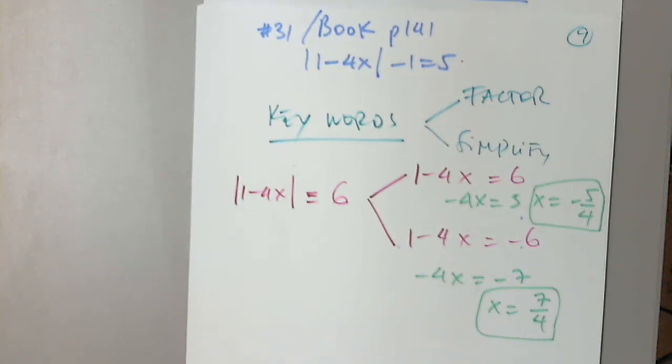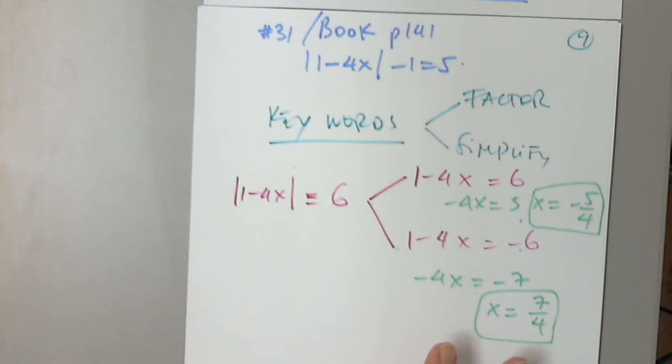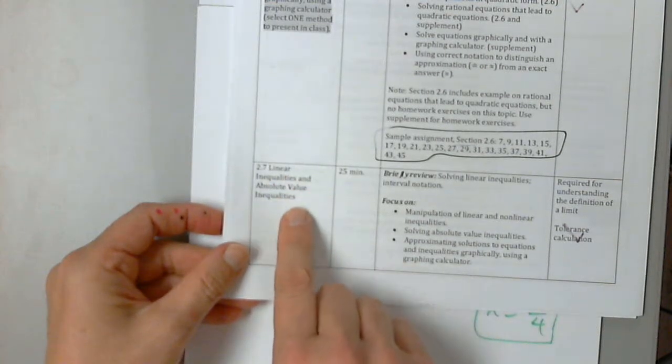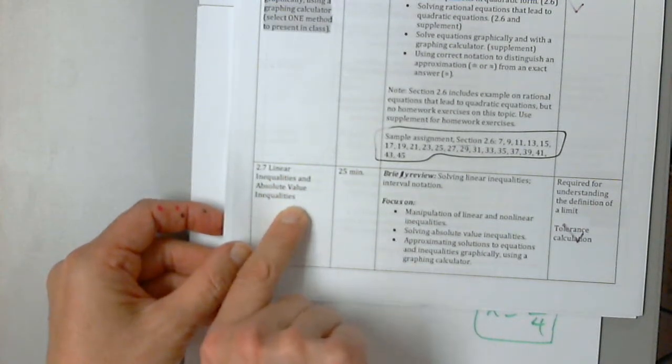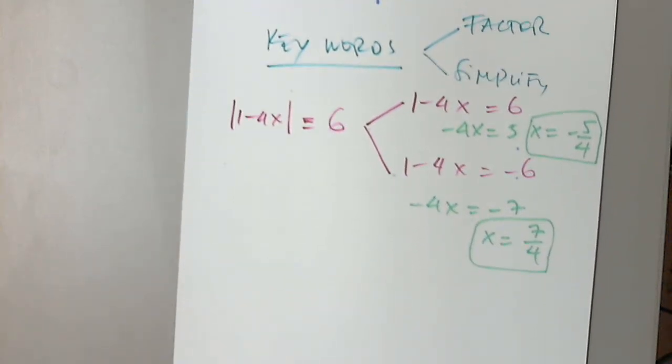Any questions, please? Do we understand how we got the solutions? Yes? Say we did the same problem, but instead of having an equal sign, we did inequalities. A lot will change. We're going to get to inequalities in 2.7, linear and absolute value inequalities. Very good question. I doubt that we're going to get to it today, but yes, I'm going to answer your question. A lot will change, because it will be an interval, not a value or two.